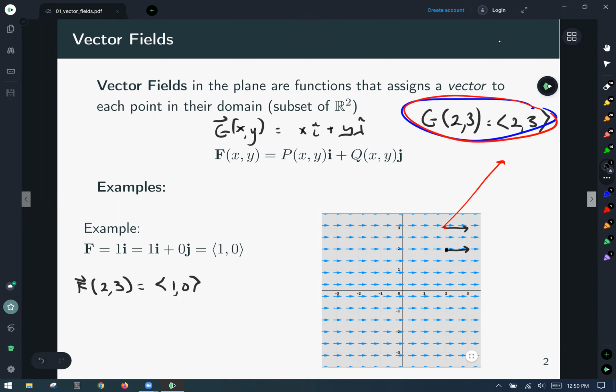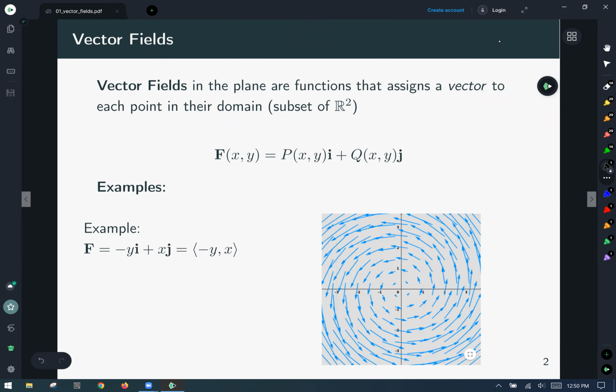So plowing forward, here's another example where the component functions are -y in the x direction and x in the y direction. That's just for fun. We'll calculate one: f of 2, 1. So -y would be -1, and positive x in the y component would be 2. Heading over to our initial point, 2, 1, it would start right here, and then we would go -1, 2. So it would be like that.